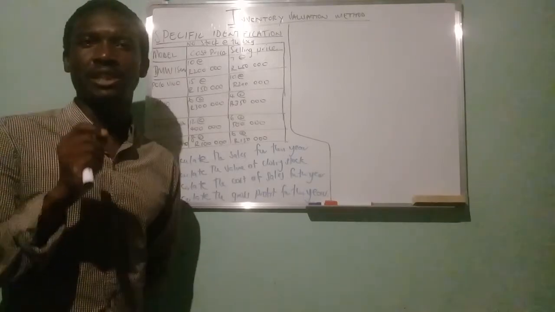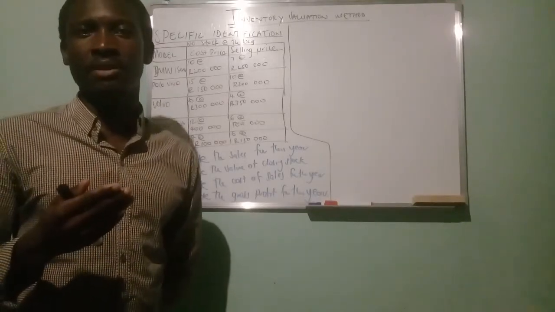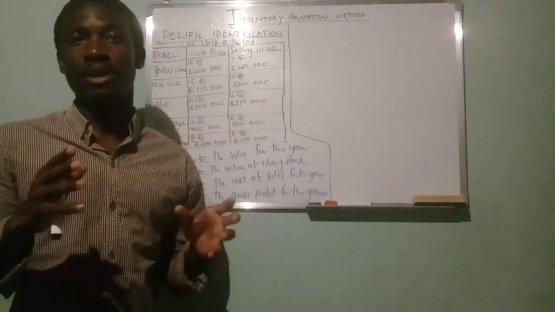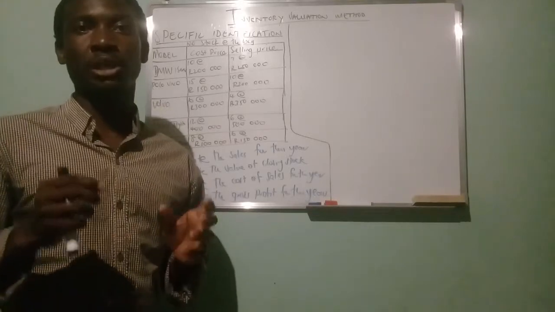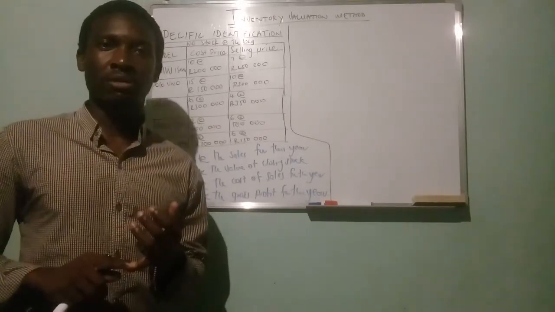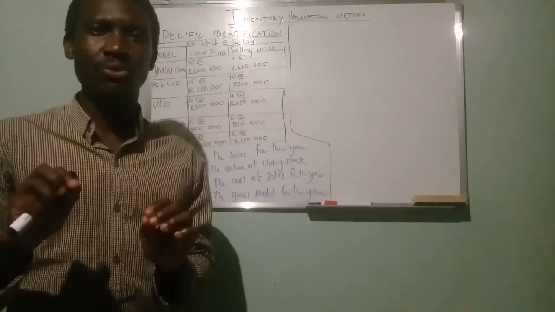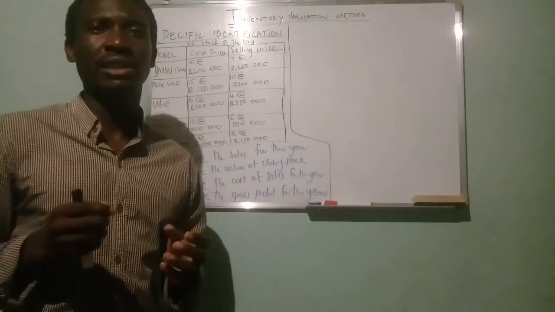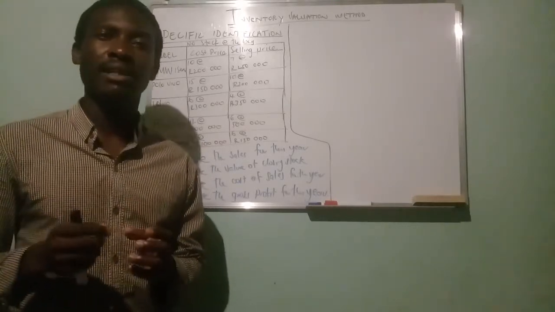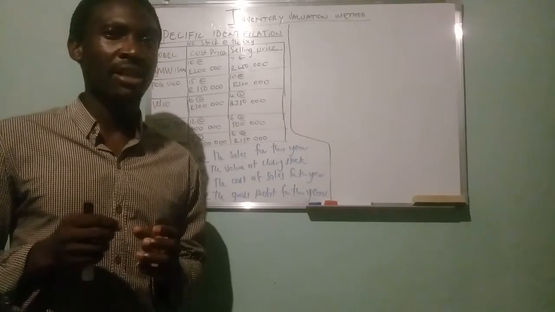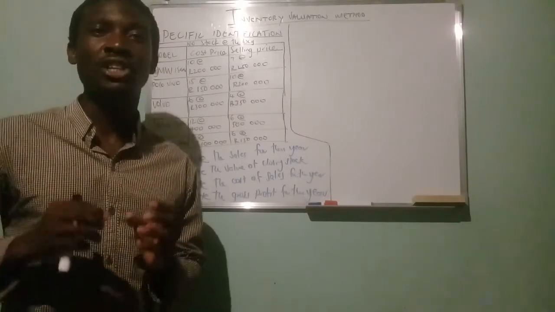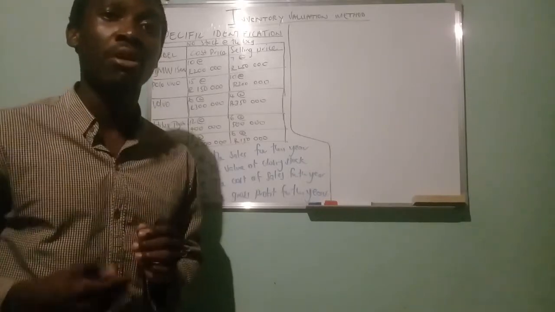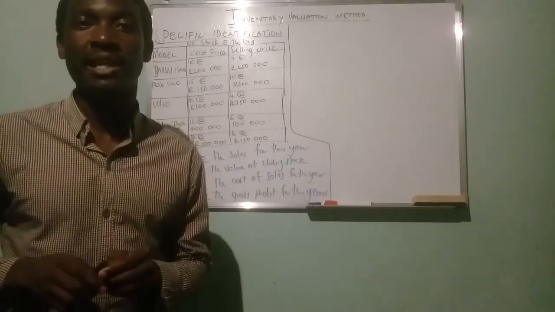First, what is the specific identification method? We need to know these things. Be able to define these things so we can compare these various inventory valuation methods. With the specific method, each and every product we assign a cost price for it. We usually use this method when we are dealing with large items, where we attach a certain cost price to the item so it can be easily identified by that cost price.